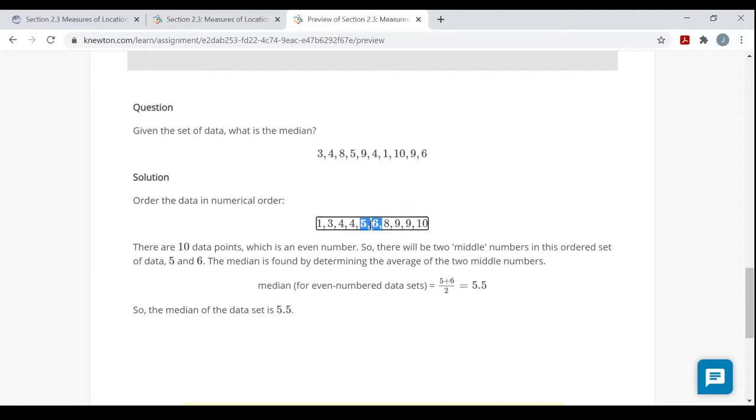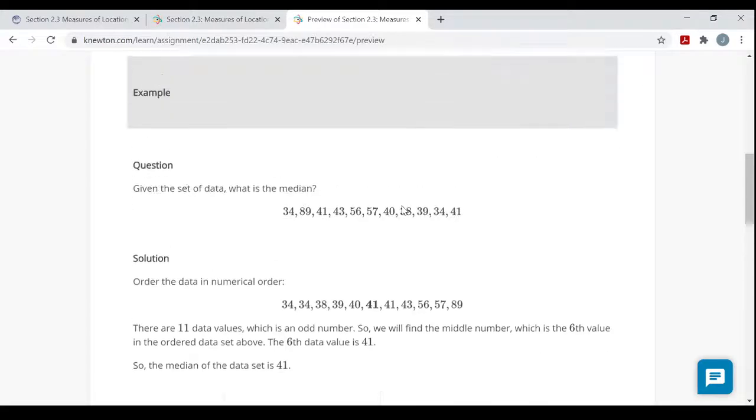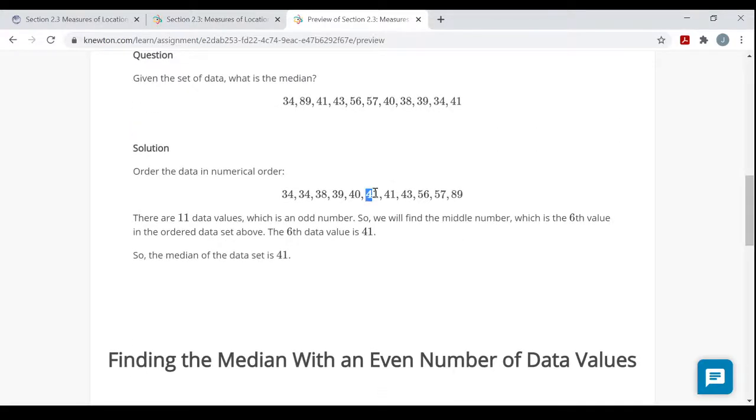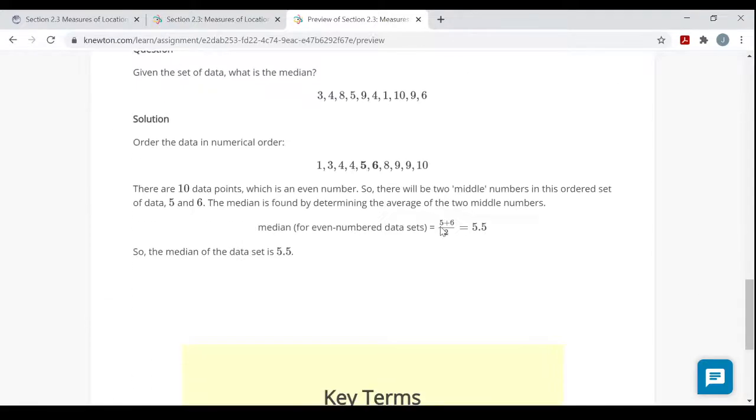If you put 5.5 here, there are 5 values below 5.5 and 5 values above 5.5. 5.5 cuts this set in half, just like how 41 cut the other set in half. You have 5 below, 5 above.